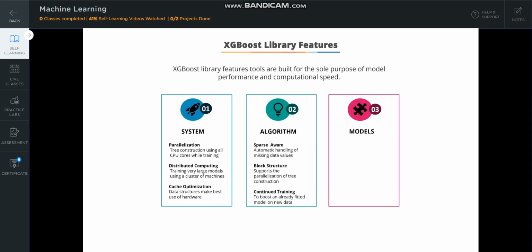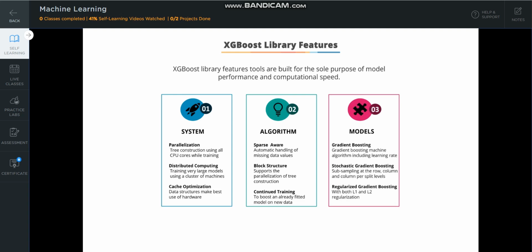Algorithm features are sparse aware. Algorithm behind XGBoost provides automatic handling of missing data values. Block structure. It supports the parallelization of tree construction. Continued training. Its algorithm provides continued training in order to boost an already fitted model on new data.